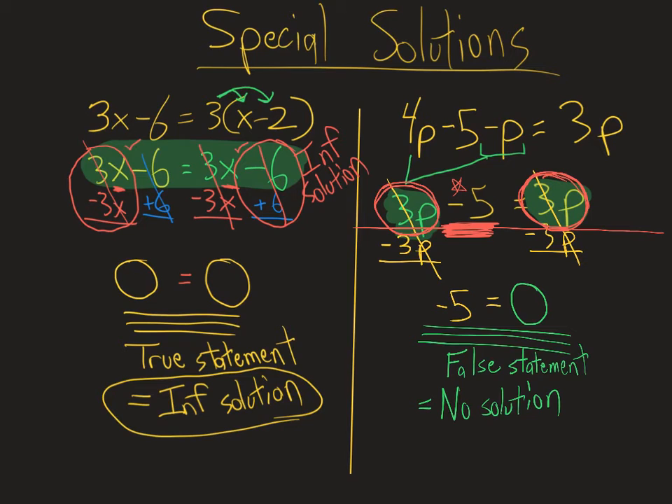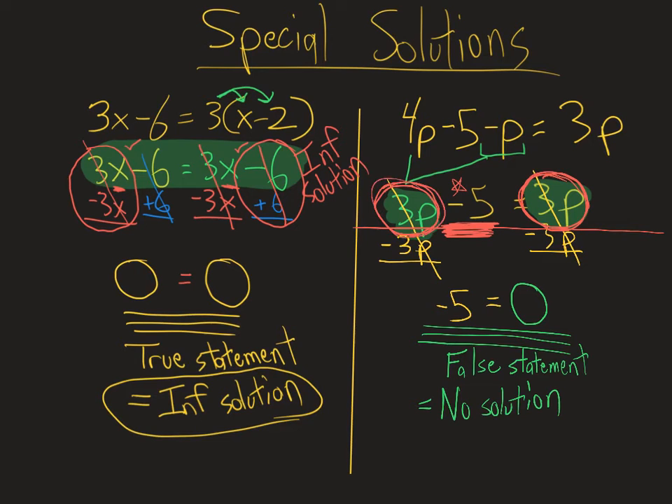No number when multiplied by 3 is going to stay itself when you minus 5. It's not going to stay the same thing on both sides. The left side's going to get smaller when you minus off 5. The right side's going to stay the original 3 times the number. It's not going to be equal. It has to be a no solution.